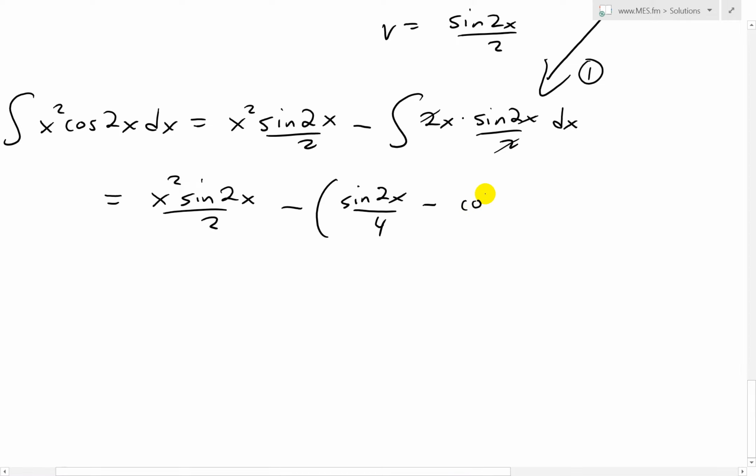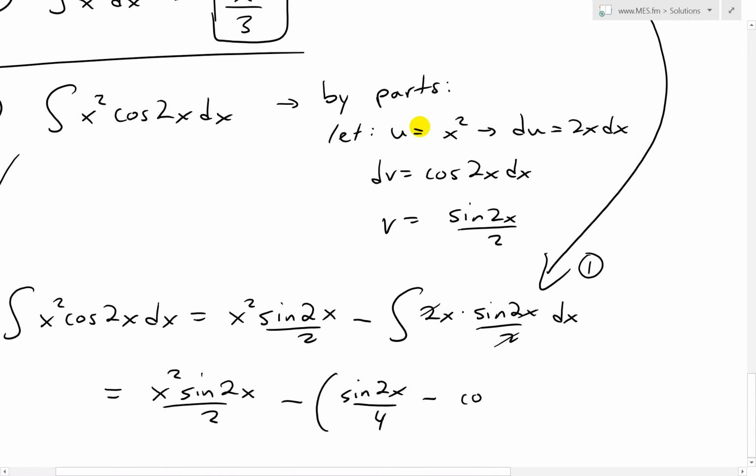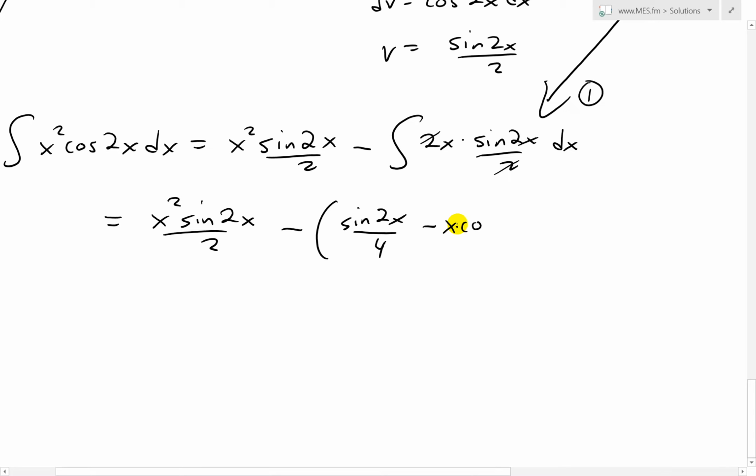So now we have, what was that again? X cosine 2x. So x cosine 2x over 2, like that. Now we have a minus there, so what I'm going to do is I'm just going to remove this, put a positive like that. This is x, like that, just to save time.